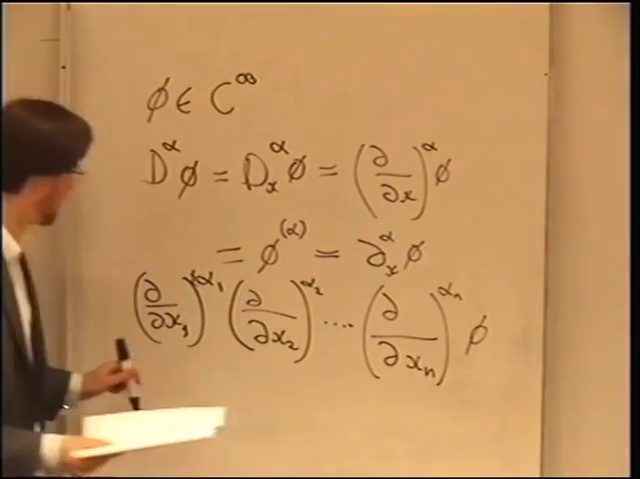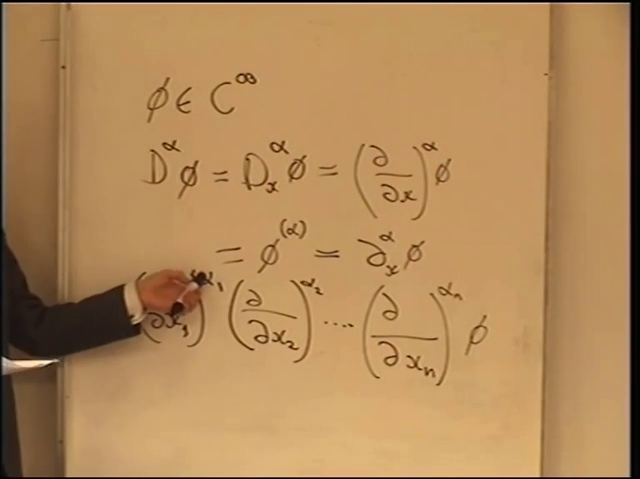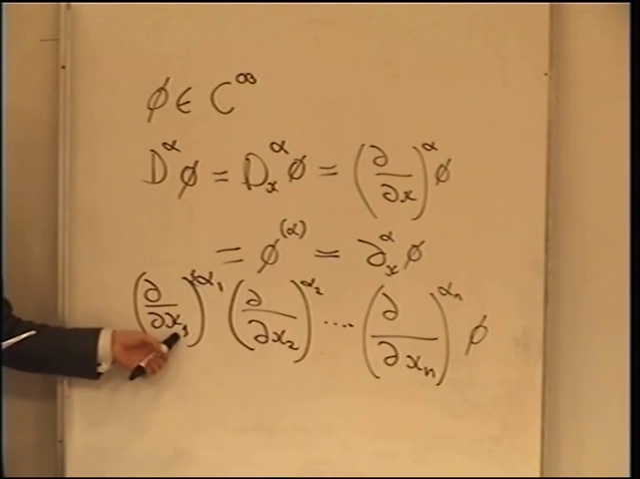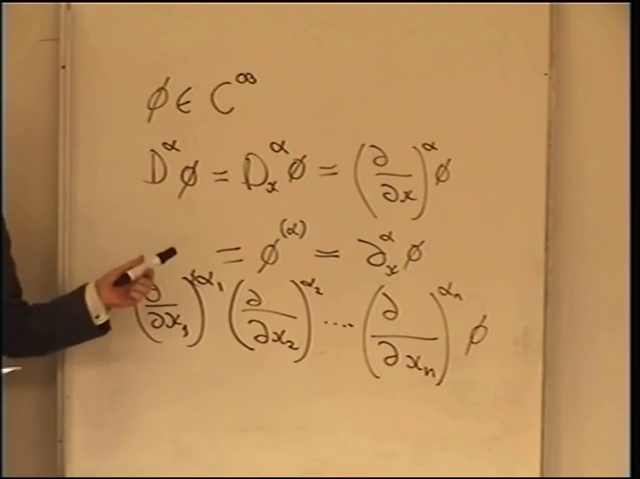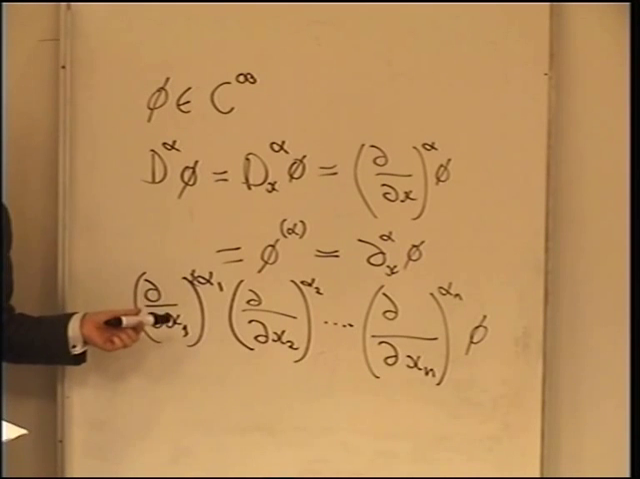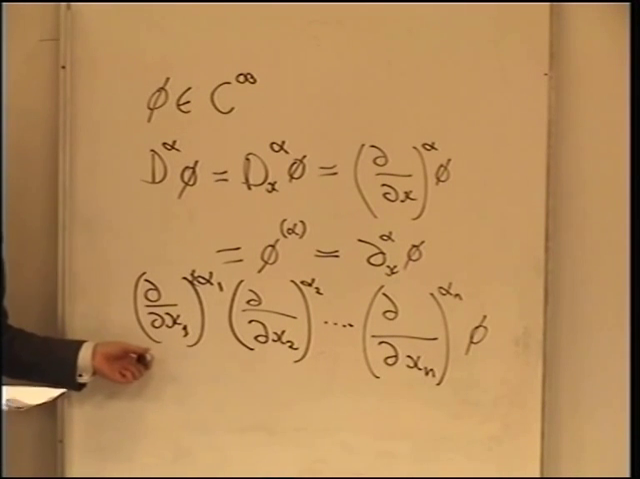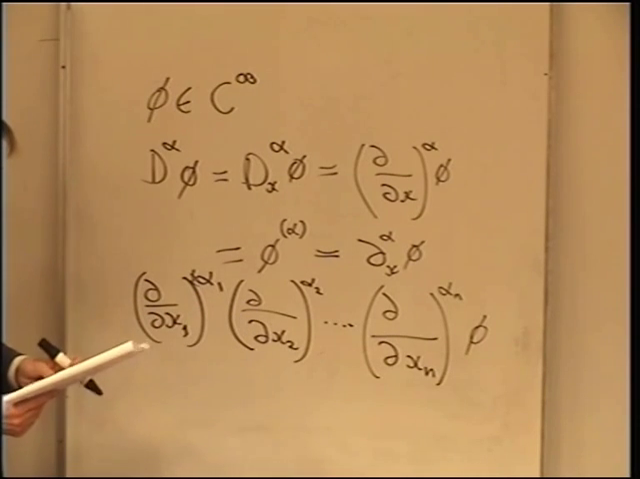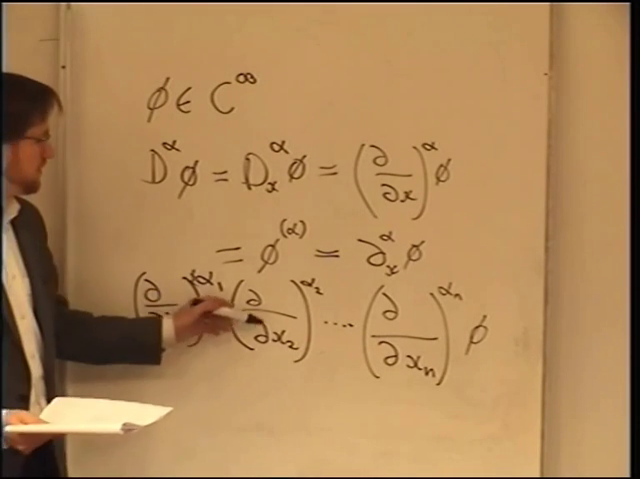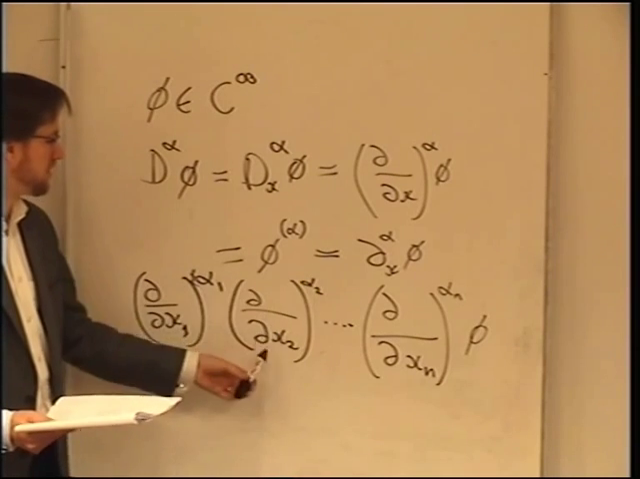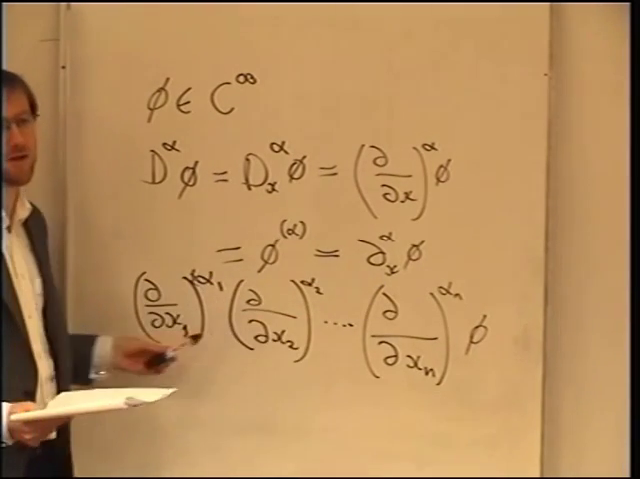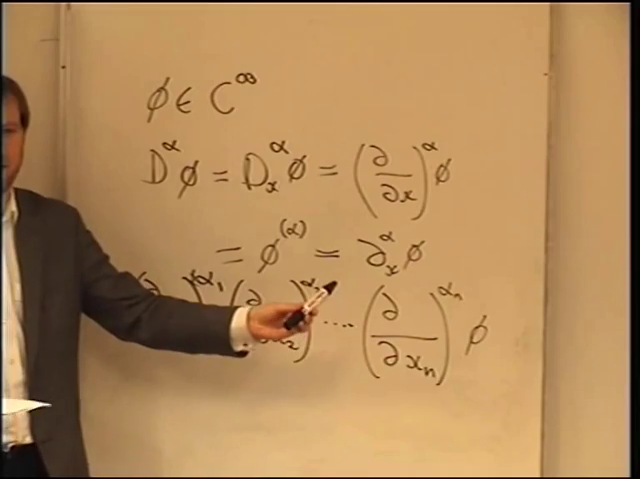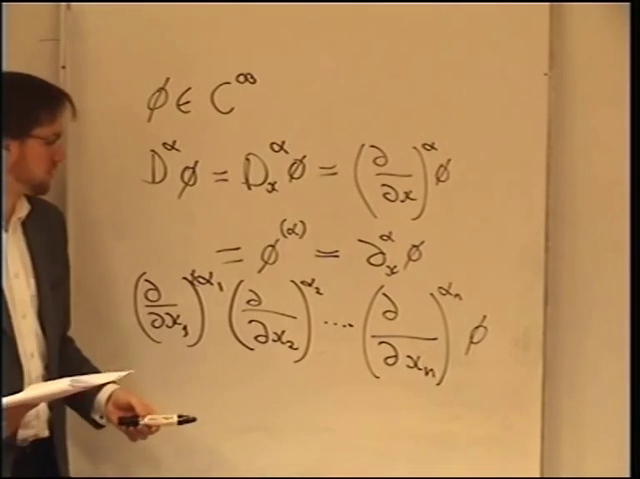So what does this mean? This means the alpha-first derivative with respect to x1, which might be, if the first entry in alpha was 0, which means don't take a derivative with respect to x1, the 0th derivative. And then composed with the alpha-second derivative with respect to x2, and so on. So it's a way of stacking up all of the derivatives I could possibly take.